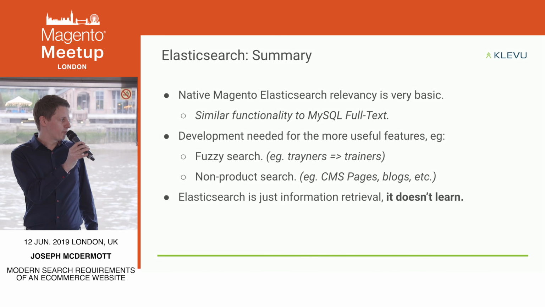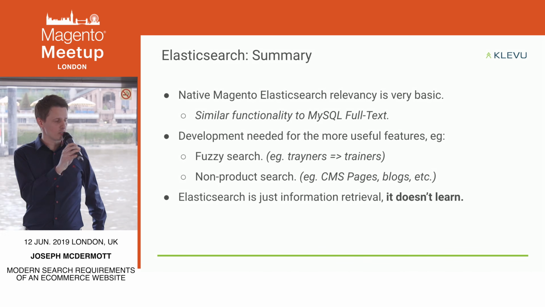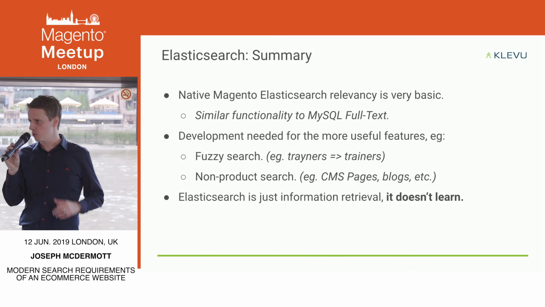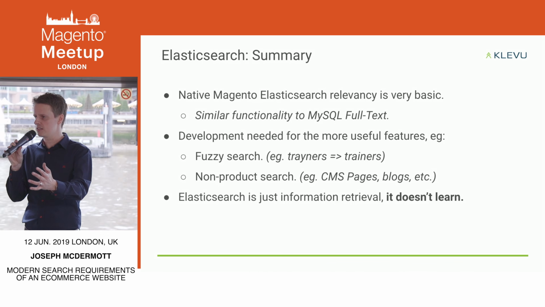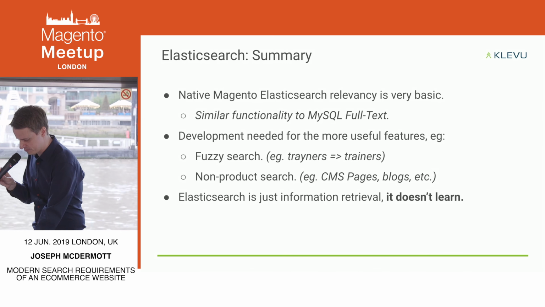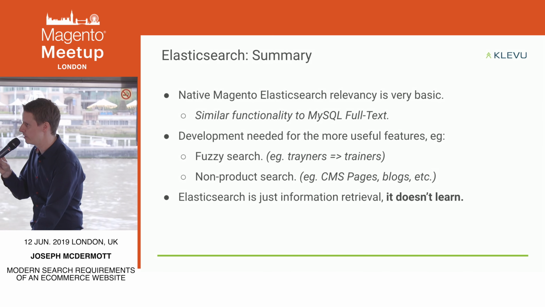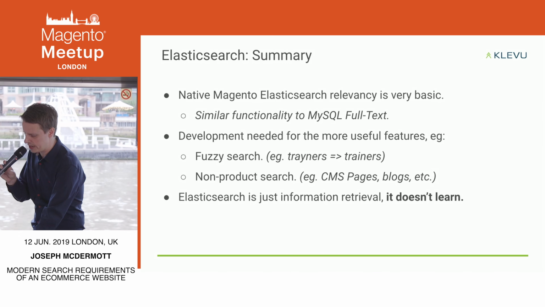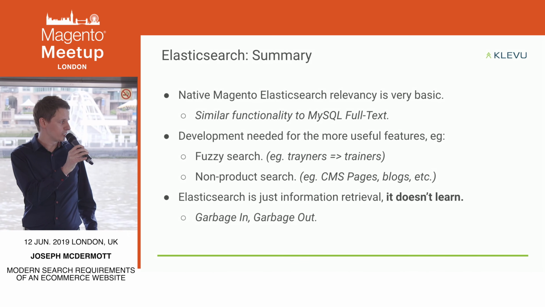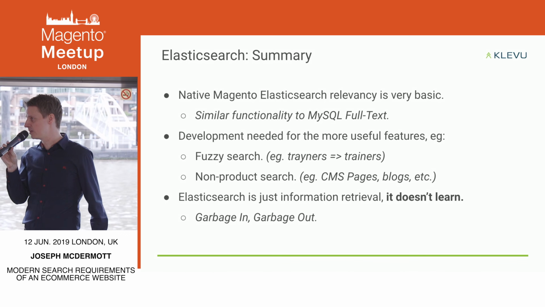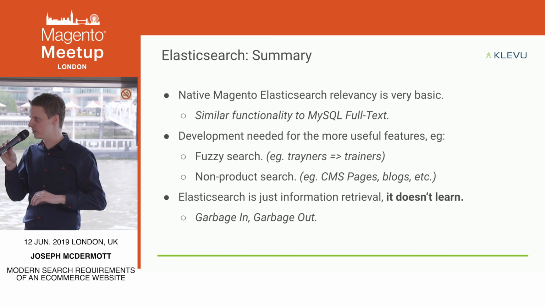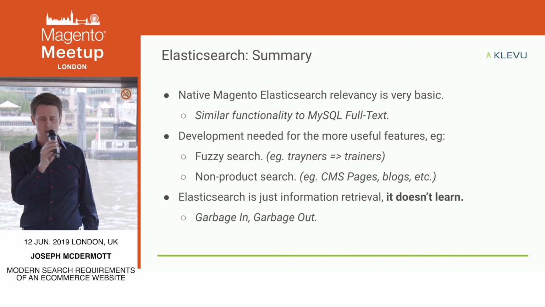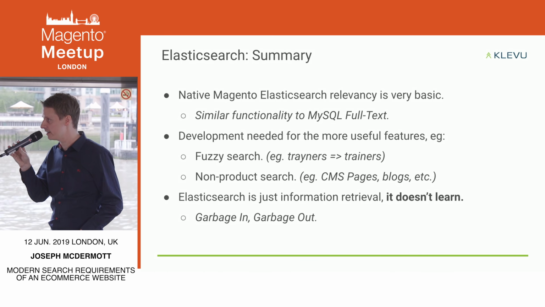Okay, and most importantly, Elasticsearch is just information retrieval. It will only return what you give it. So whatever product data that you give it, that's all you're going to get out. There's no learning involved. It won't enrich your data in any way. And similarly, there's the garbage in, garbage out concept. If you're putting garbage into your search index, you're only ever going to get garbage out. There's no way to enrich it with Elasticsearch on its own. It's just a data index.